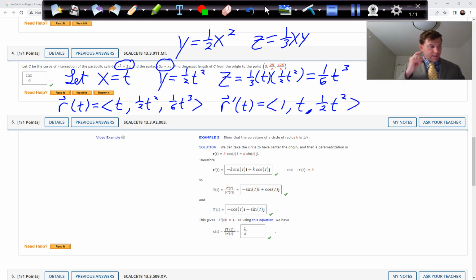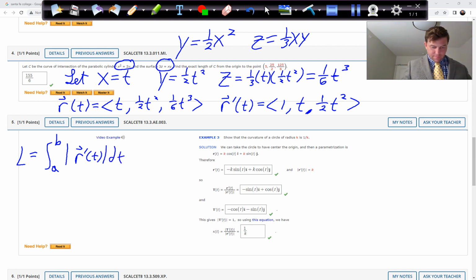Okay, now there's another formula that says this. The length of the curve can be written as the antiderivative. Let me think about this one. How do we want to do this? Okay, the length can be written as the antiderivative from a to b of the magnitude of the derivative of the vector equation with respect to t. Okay, and we have that derivative.